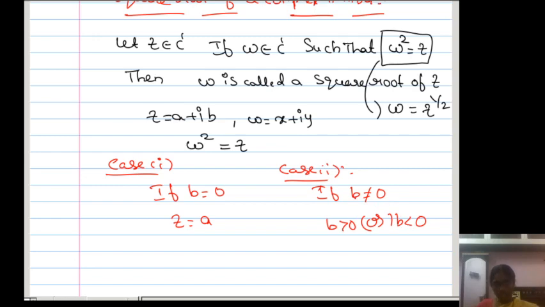In that case, what is w? We have to find, in the two cases, what is w? What is the square root of our complex number z? If b is not equal to 0, that we will discuss. So, let us start the proof.